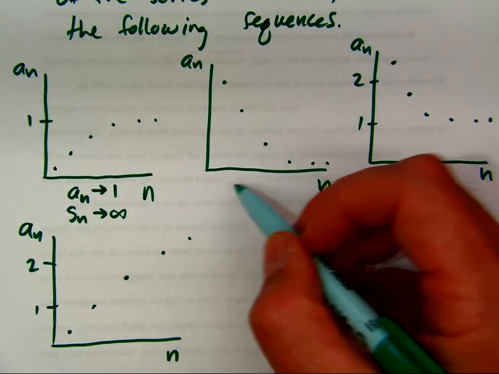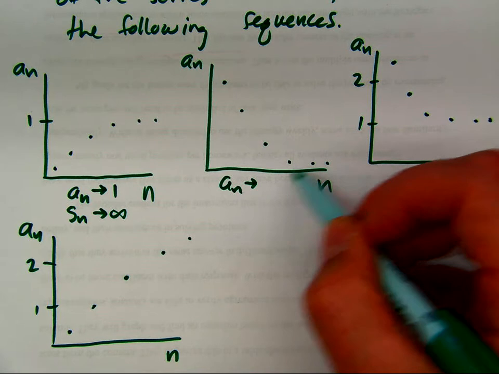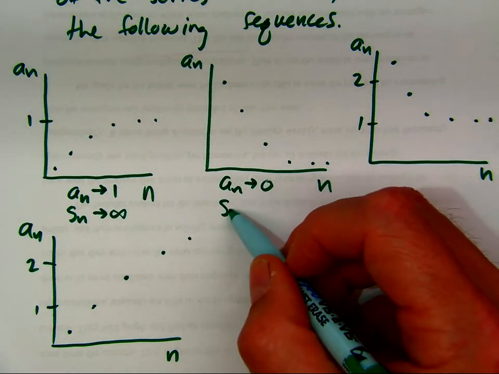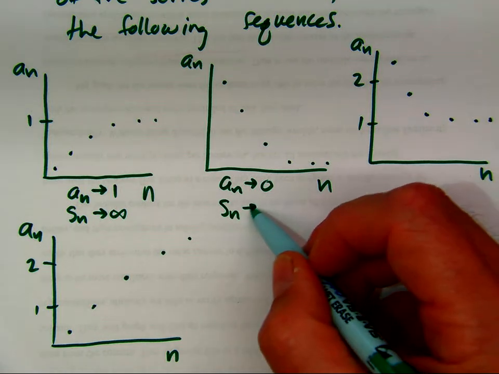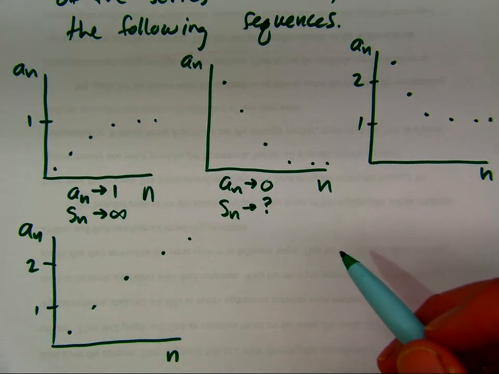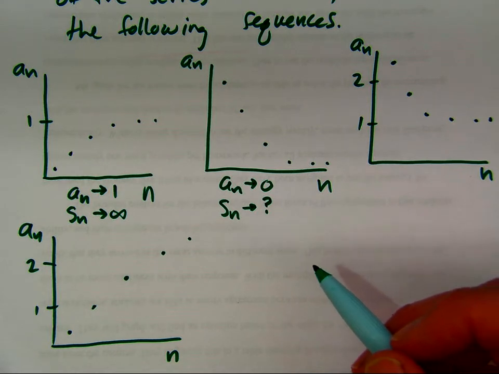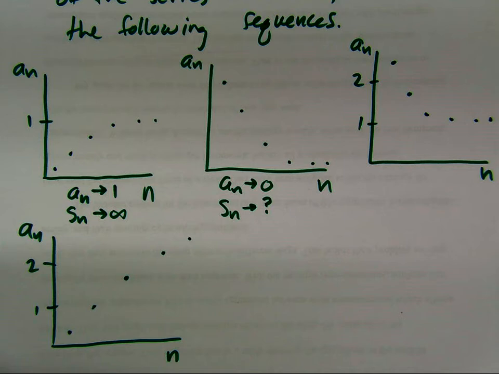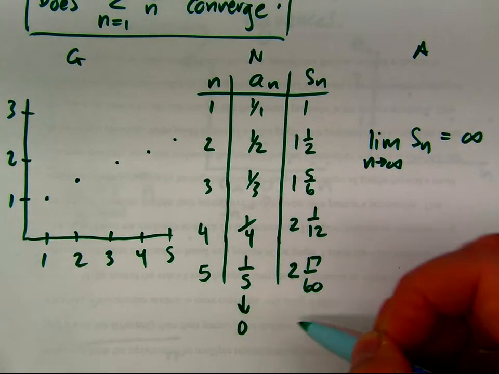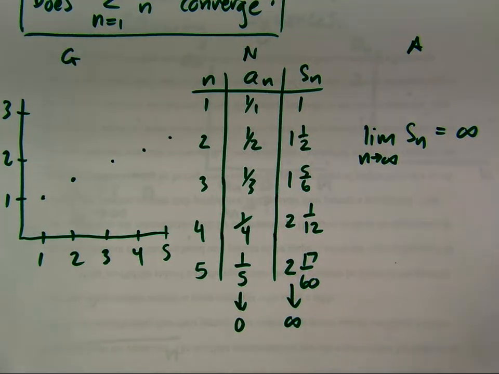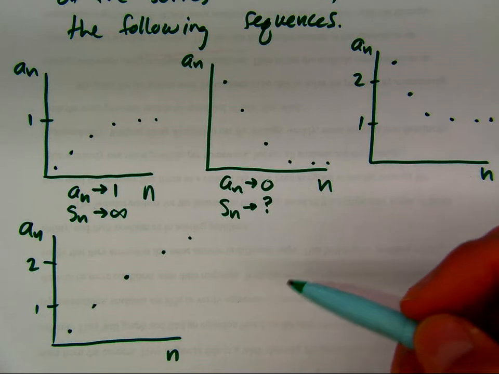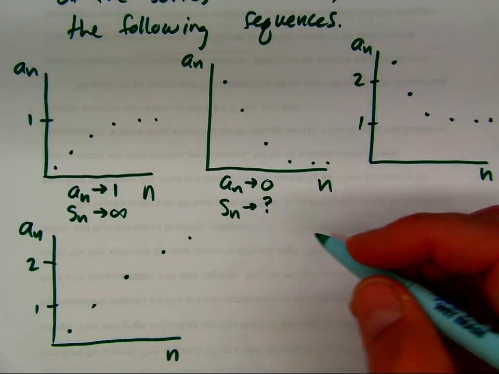Here, the sequence is going to 0, and the sum, it turns out we can't tell what it does, because if you think back to this problem, here we had a sequence that was going to 0, but the sum diverged. So we have to be careful that just because the sequence is converging doesn't mean that the series will converge.